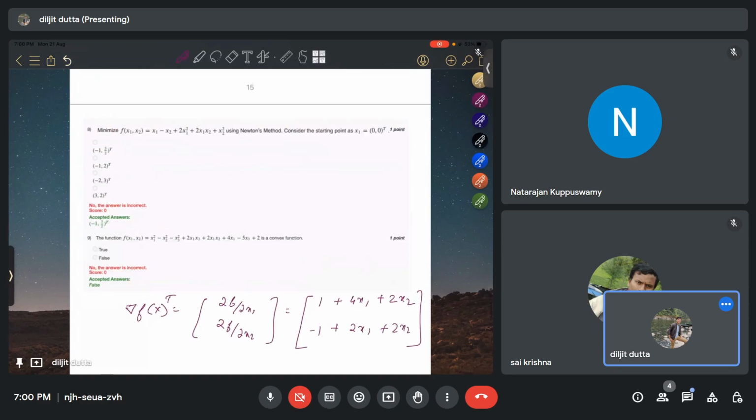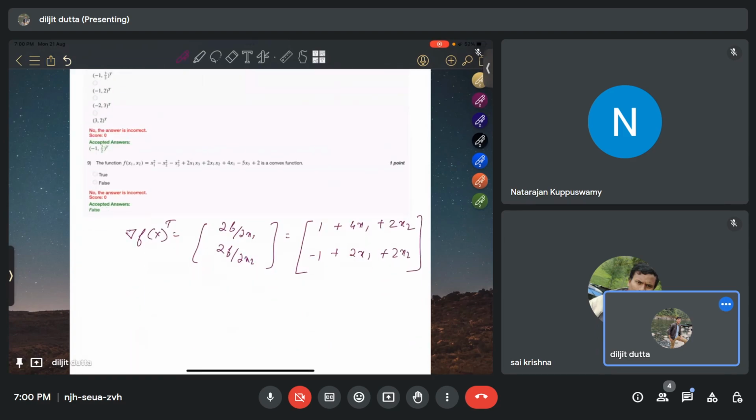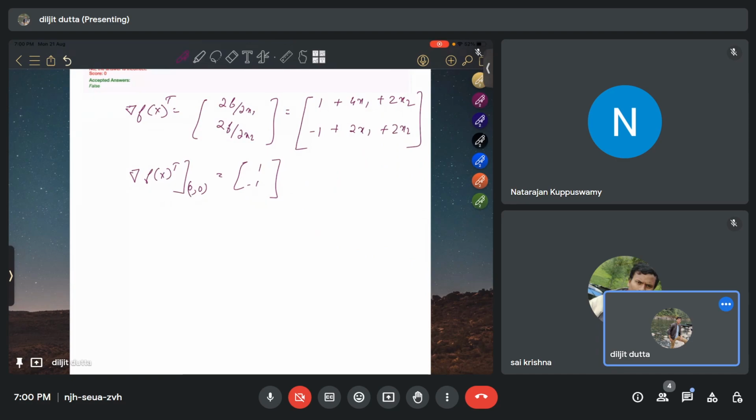Okay. So we have del f by del x1. We need the value at 0, 0. Actually, these two terms will be 0, so it will be 1, minus 1. Okay. Now we will have to calculate the Hessian matrix. It is del square f of x. So the first term will be del square f by del x1 square.